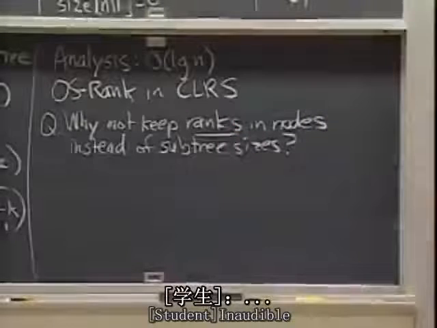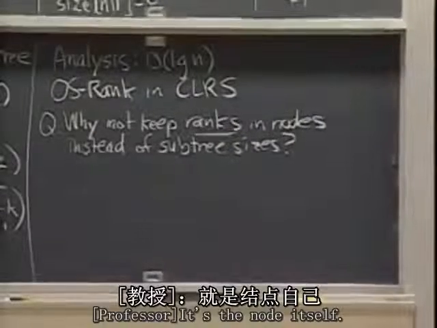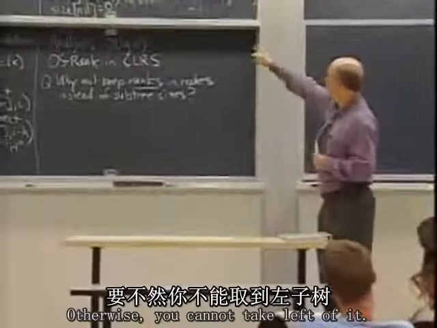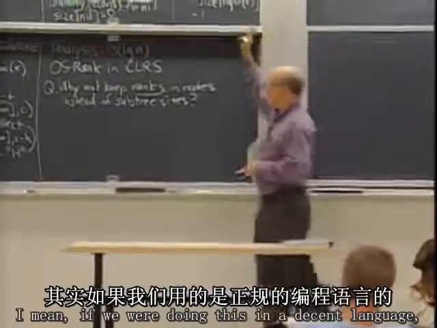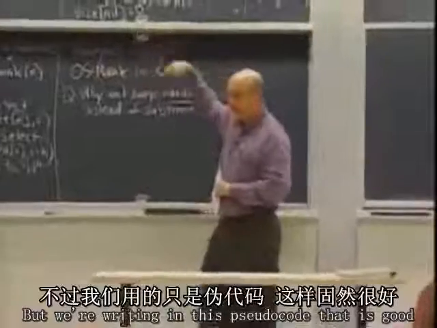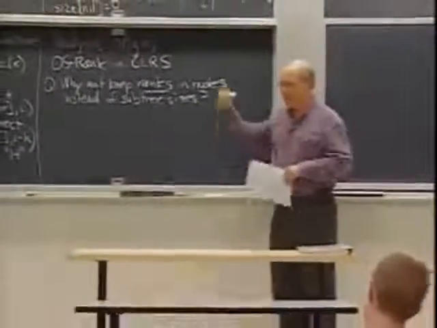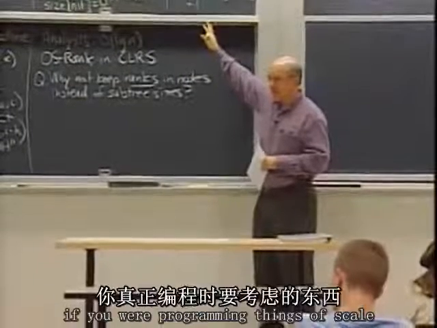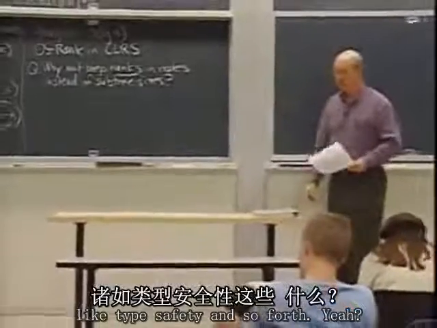Yeah. It's the node itself. Because otherwise you can't take left of it. Right? Yeah. I mean, if we were doing this in a decent, strongly typed language, there'd be no confusion. But we're writing in this pseudocode that is good because it's compact, which lets you focus on the algorithm. But of course, it doesn't have a lot of the things you'd really want if you're programming things of scale, like type safety and so forth.